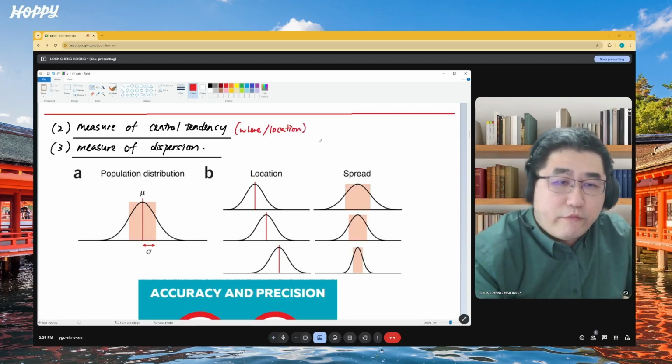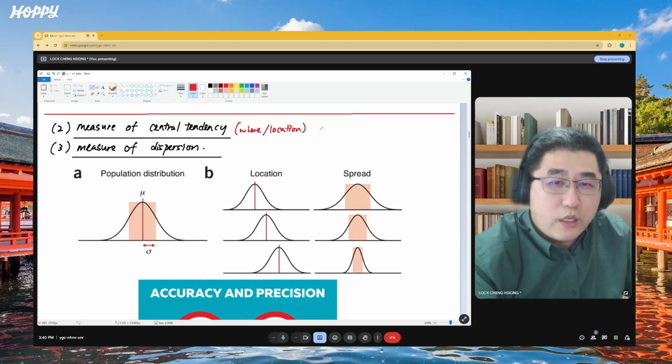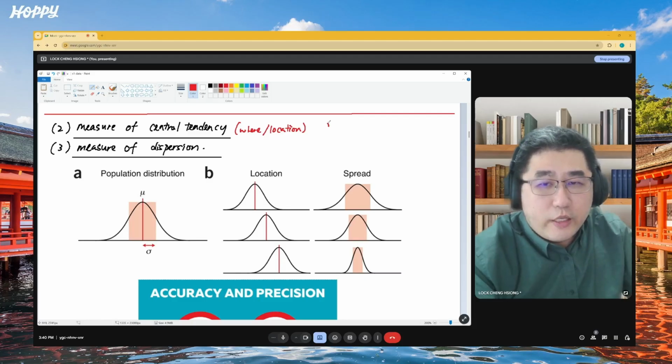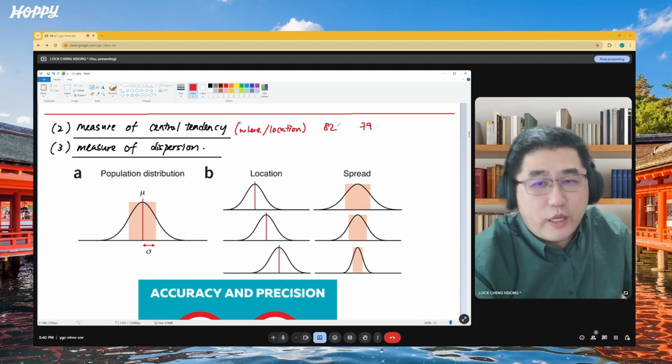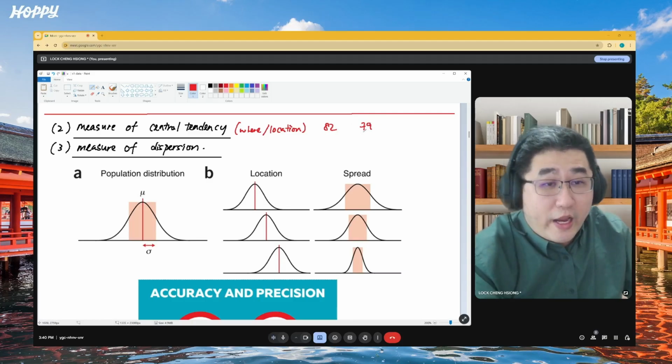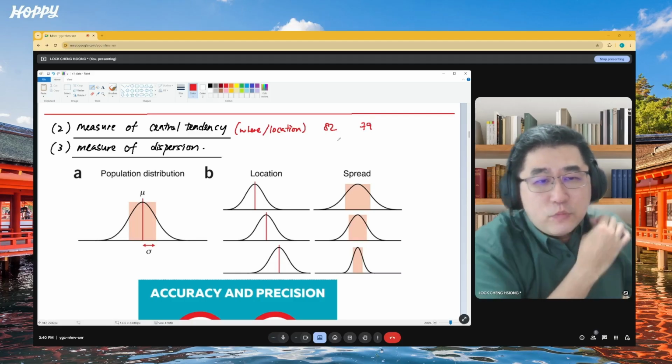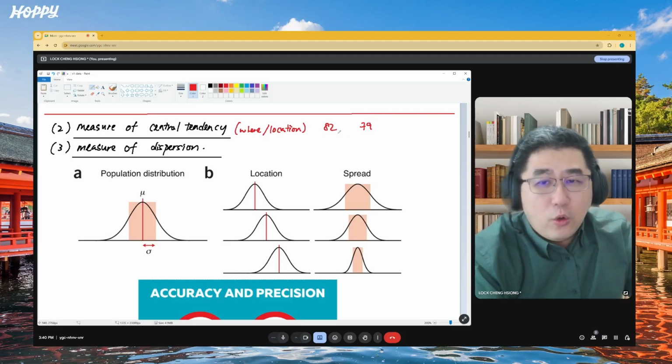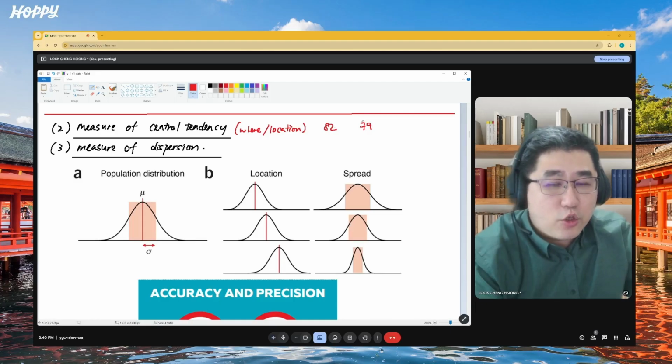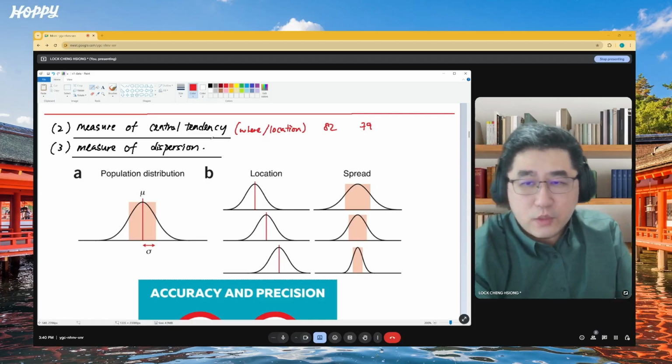Let's say we compare the average scores of two classes. Class A has 82 marks on average, and class B has 79 marks on average. So it gives you an idea that class A averagely scores higher, and class B averagely scores lower. That's a measure of central tendency.